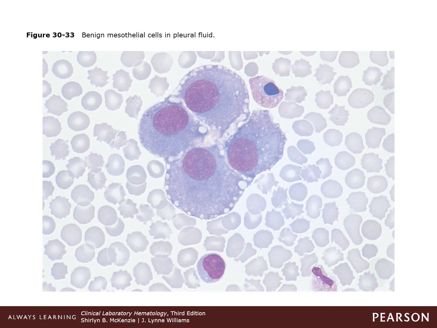And here is a benign mesothelial cell within the pleural fluid where they stick together. They have a very circular nucleus and a fuzzy outer edge. These are normal lining cells within the serous cavities.